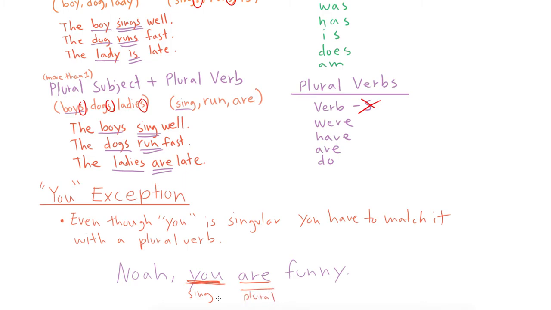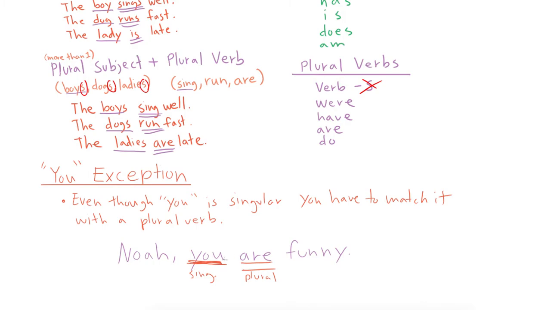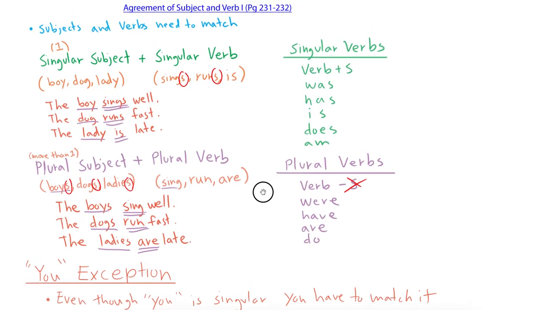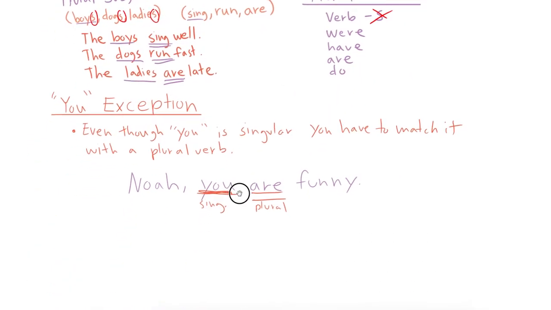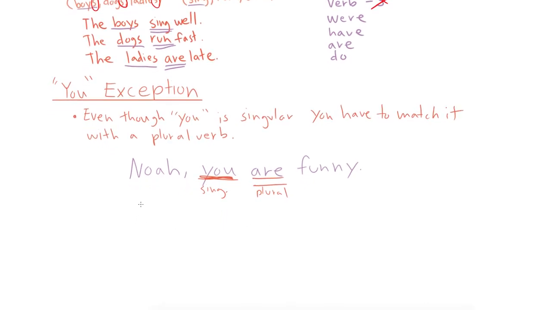So that is the one exception. Noah, you are funny. This makes sense too. You don't say Noah, you is funny, right? Singular verb. That just sounds weird. Another example is Team Blue. Let's make it capital B. Team Blue, you have practice tonight.